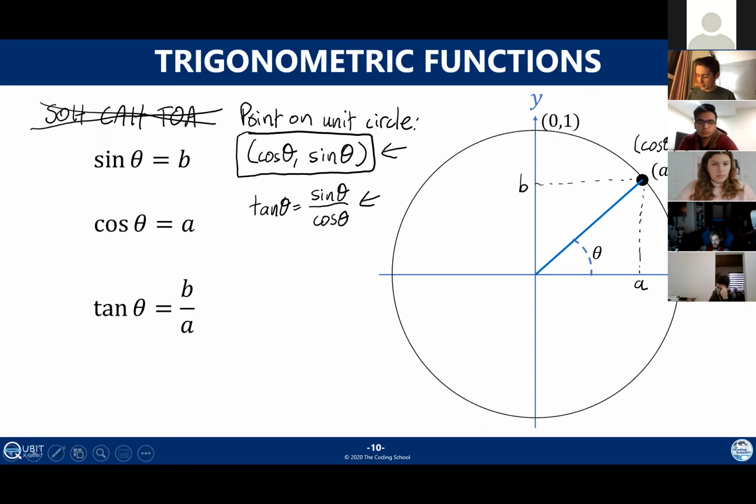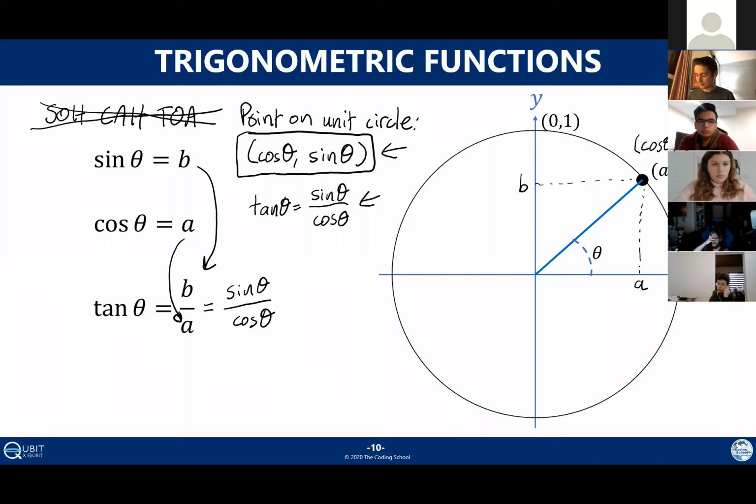So if you see how we got this, tan theta we said by definition was just sine theta over cos theta. And then we just went ahead and plugged in these numbers to get tan.